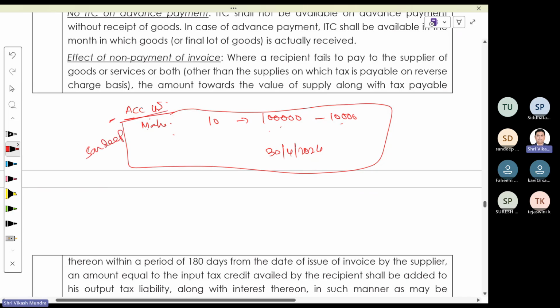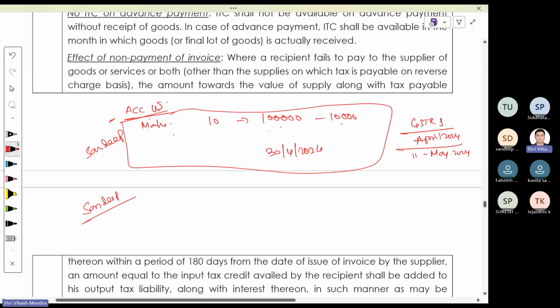Accordingly, ACC Limited reported this transaction in GSTR1 relating to the month of April 2024 by 11th May 2024. Agree or disagree? Yes, sir. Agree.